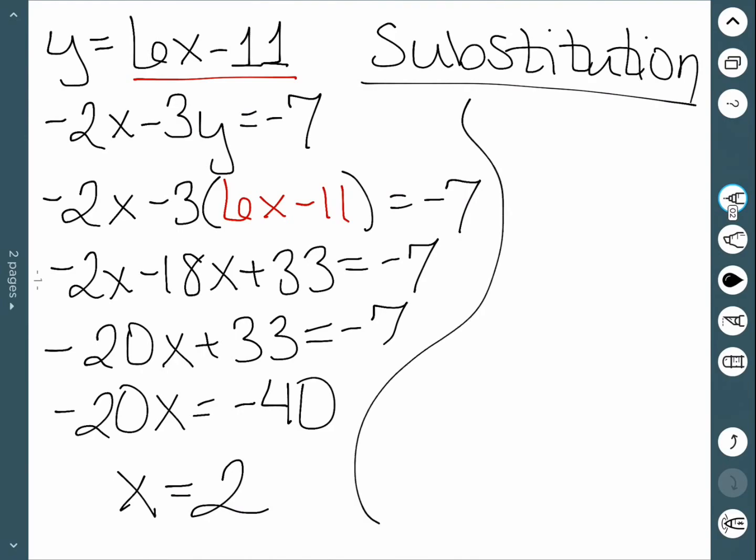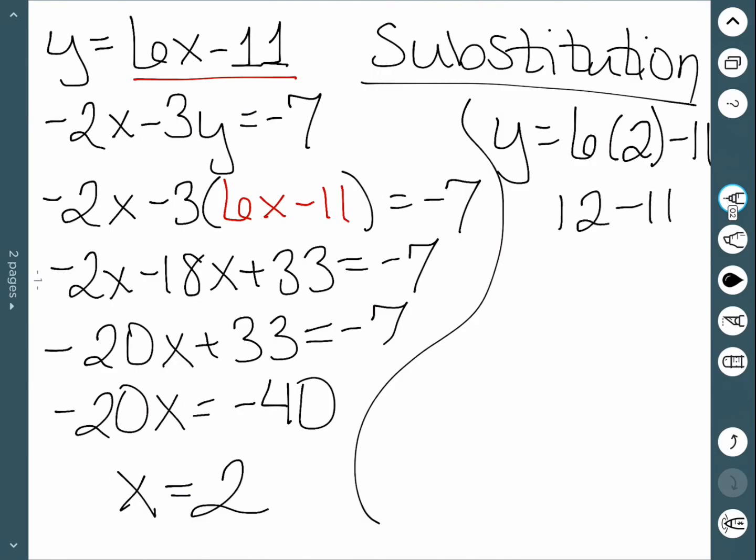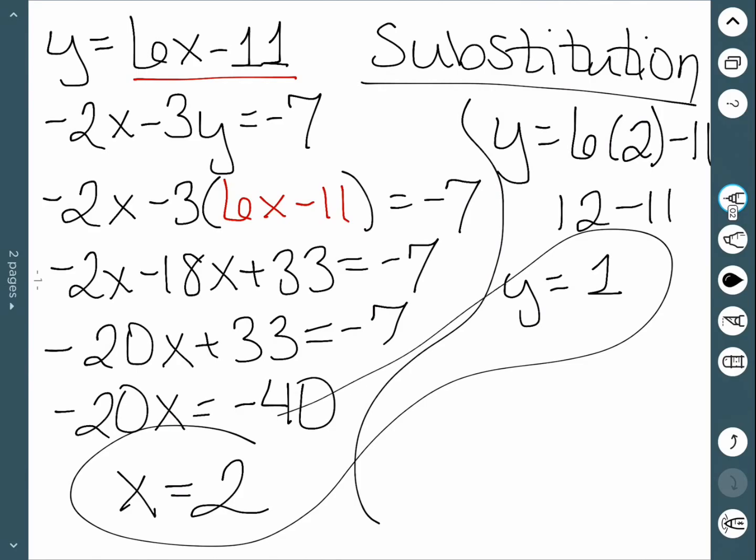I still need to know what y is equal to. However, that first equation makes it very easy. I know that y is equal to 6 times x, which we just said was 2, minus 11. So 6 times 2 is 12, minus 11 would be 1. So now I have my solution as x equal to 2, y equal to 1. And you'll often also see this written as an ordered pair, (2, 1).